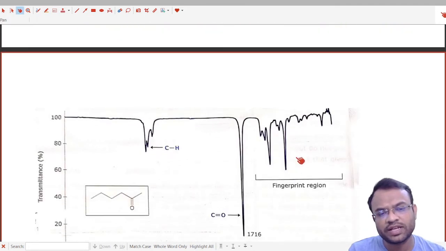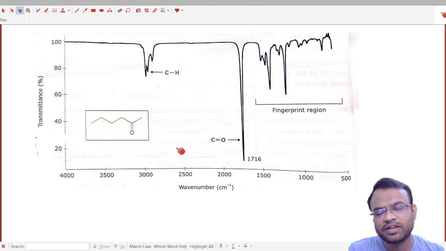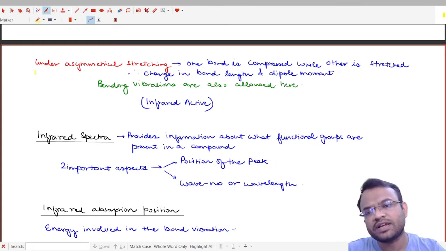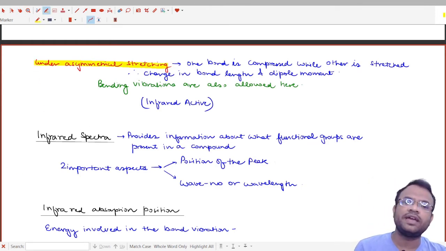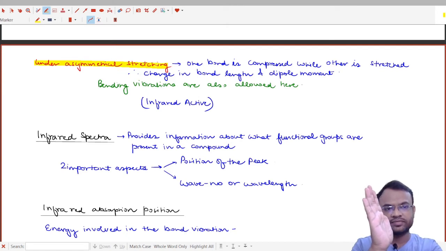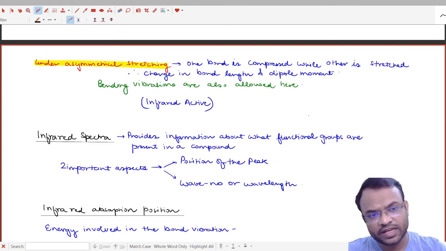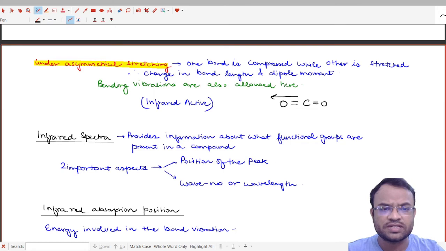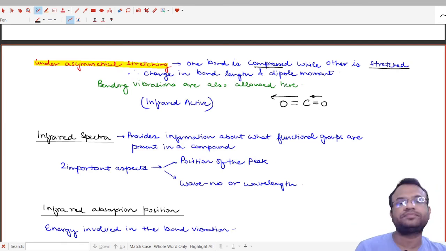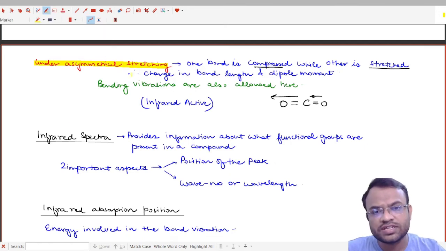Let us move forward and talk about the next case. I will come back to this diagrammatic representation in a bit, at the last. So what happens under asymmetrical stretching? What do we mean by asymmetrical stretching? Understand this: one bond is compressing and one bond is expanding. If I draw it like this, this is C double bond O. Suppose this bond is extending and this bond is compressing. So one is compressed while the other is stretched, and this leads to a change in the dipole moment.